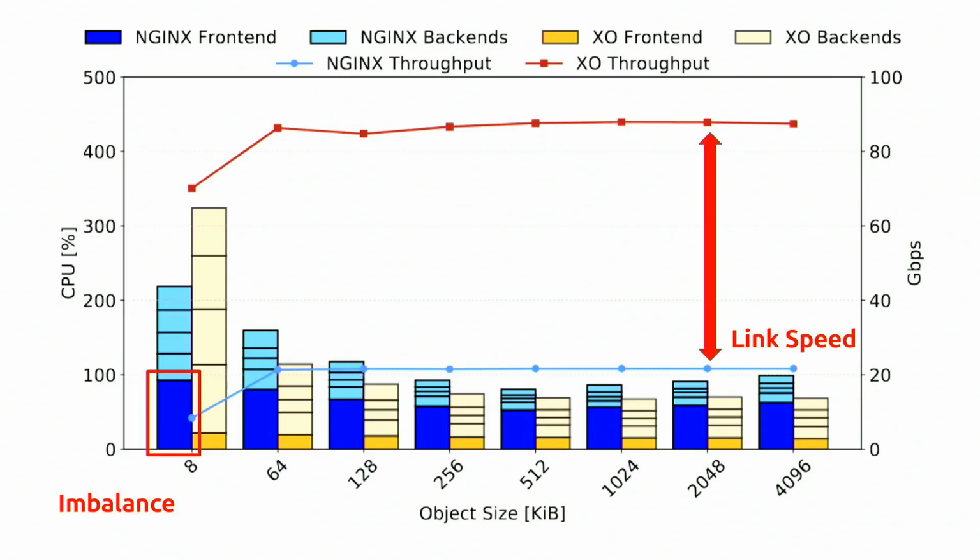And at the same time, if we look at the CPU usage, in the Nginx proxy case, the front end has consistently higher usage, just like before, compared to the backend servers. Whereas in the XO case, the usage is much better distributed between the backends.